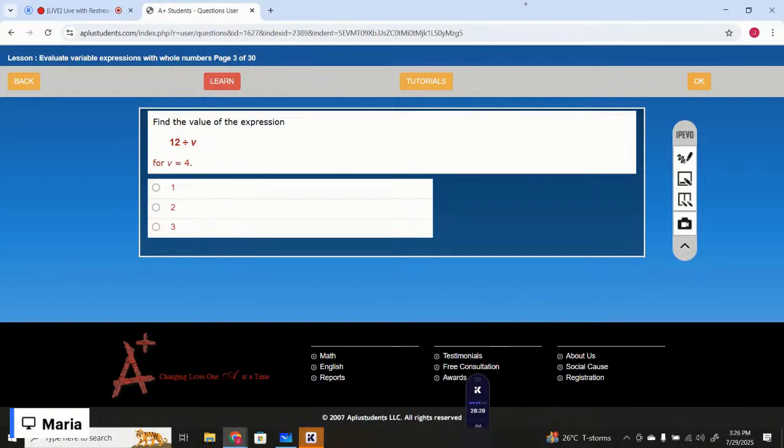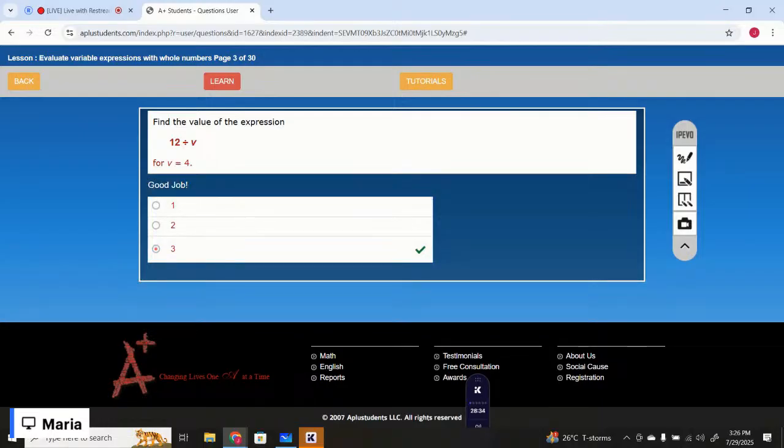Twelve divided by 4 is 3. Option number 3 is the correct option.